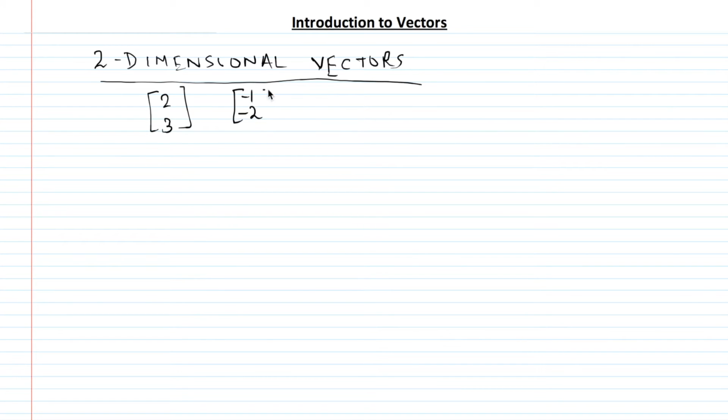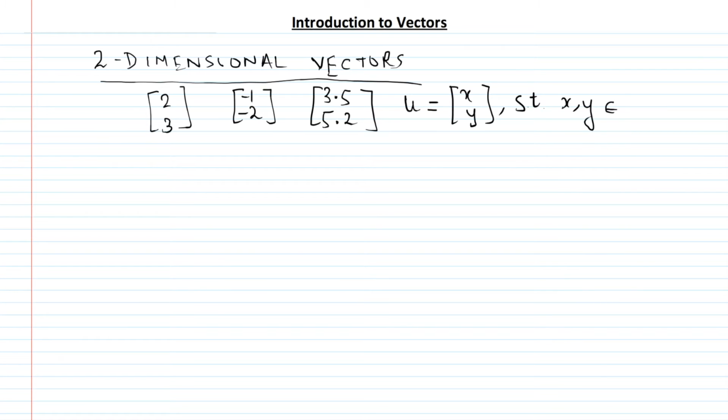[-1, -2], this is a vector. [3.5, 5.2], this is a vector. So in general, a two-dimensional vector can be represented as u equal to [x, y], such that both x and y belong to the real number set. And x and y are also known as the elements or the components of the vector.